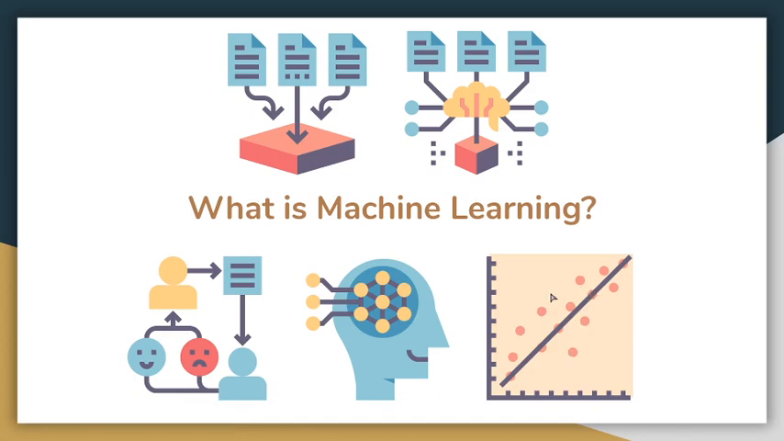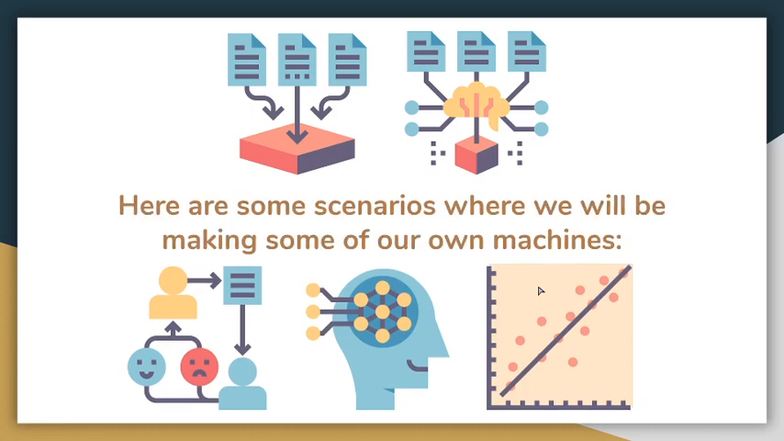Okay, so it can come as a line graph, it can come as a CSV file, so comma separated values, or anything like that. So just to get you into a taste of machine learning, I've made some scenarios where we will be making some of our own machines. Now don't worry, you don't need to do any code for this. Yeah, it's just a nice fun exercise for you to get into the vibes of machine learning. So here is our first scenario.